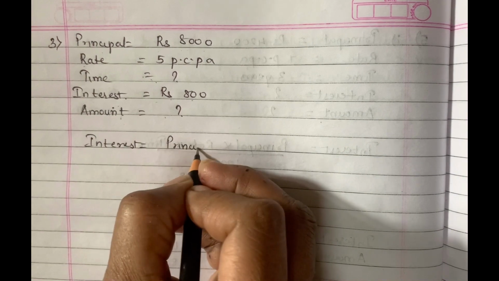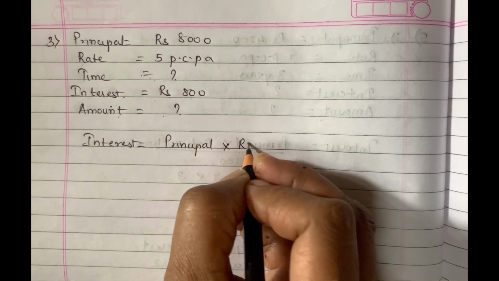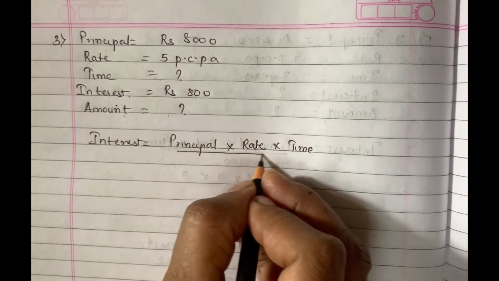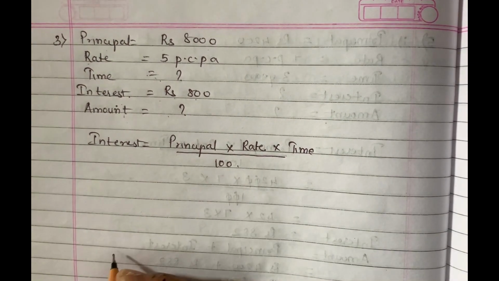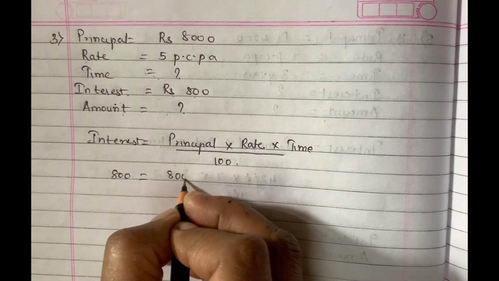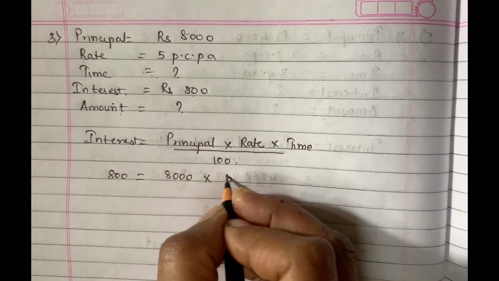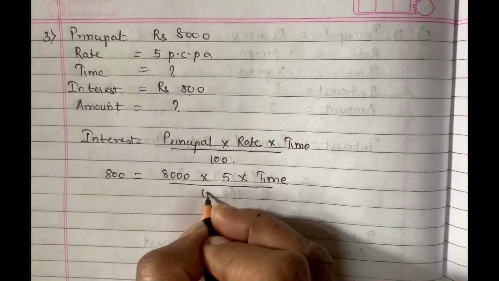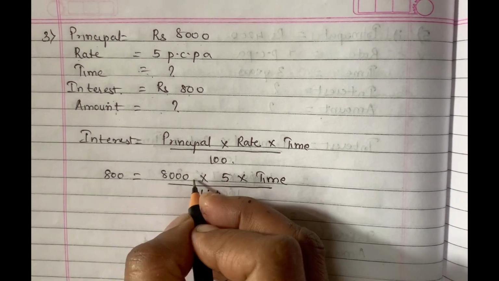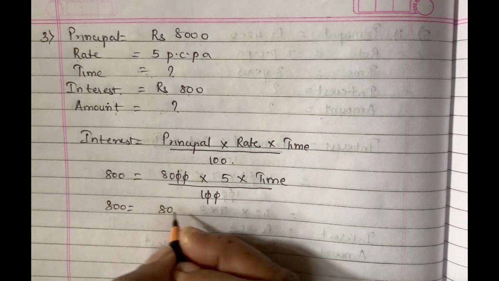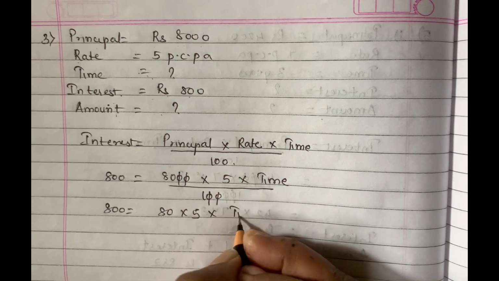Principal into rate into time upon 100. So interest is already given, so you write 800. Principal is also given, 8000. Rate is 5 into time upon 100. So 0 0 get cancelled, 2 0 get cancelled. So 800 equal to 80 into 5 into time.